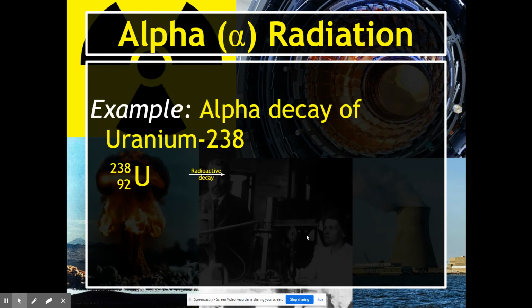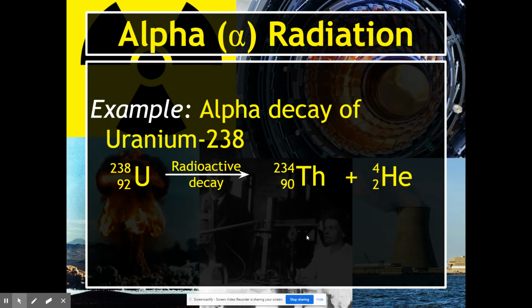Here is an example of alpha decay with uranium-238. So we have uranium-238 with an atomic number of 92. It spontaneously goes through radioactive decay. So it does it on its own. Nothing has to change. And it forms a whole new element, thorium-234, and gives off this alpha particle of radiation. Things to make note of. The atomic mass went down by 4. The atomic number went down by 2.